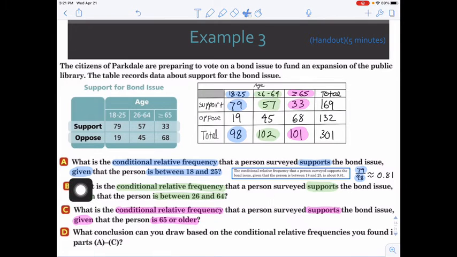Anytime it says given, we are only going to look at the total number of people in that specific category. So we are only concerned with people that are 18 to 25, so just these 98 people. And out of those 98, we had 79.